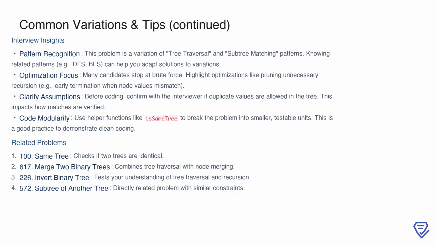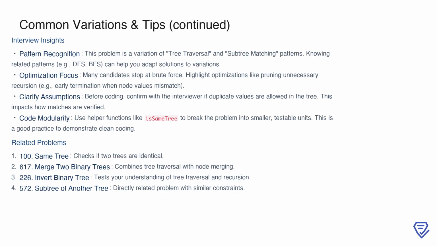It's also important to clarify assumptions up front. For example, ask whether duplicate values are allowed in the tree, as this can significantly affect how you verify matches. Demonstrating clean coding is equally important, and one way to do this is by writing modular code. Breaking the problem down into smaller functions, like isSameTree, not only makes your code more testable but also shows that you're organized in your approach.